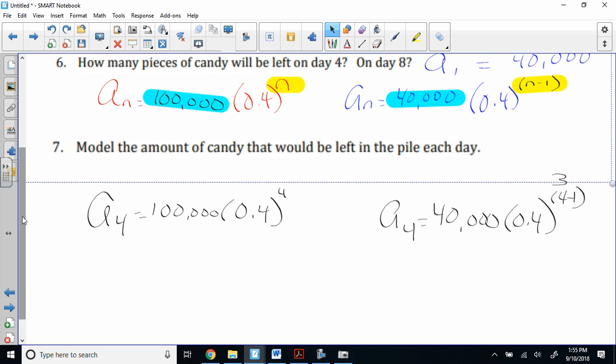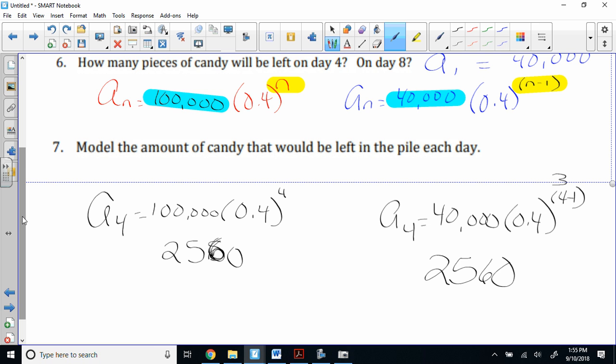Now, I'm going to tell you something. You have to do the power first, and then multiply it by the 100,000 or the 40,000, right? You understand? That has to take place first. So what do we get right here? Tell me how many you get right here. 2,560. What about this equation? How many do you get out of this? 2,560. All right, because they're equivalent.